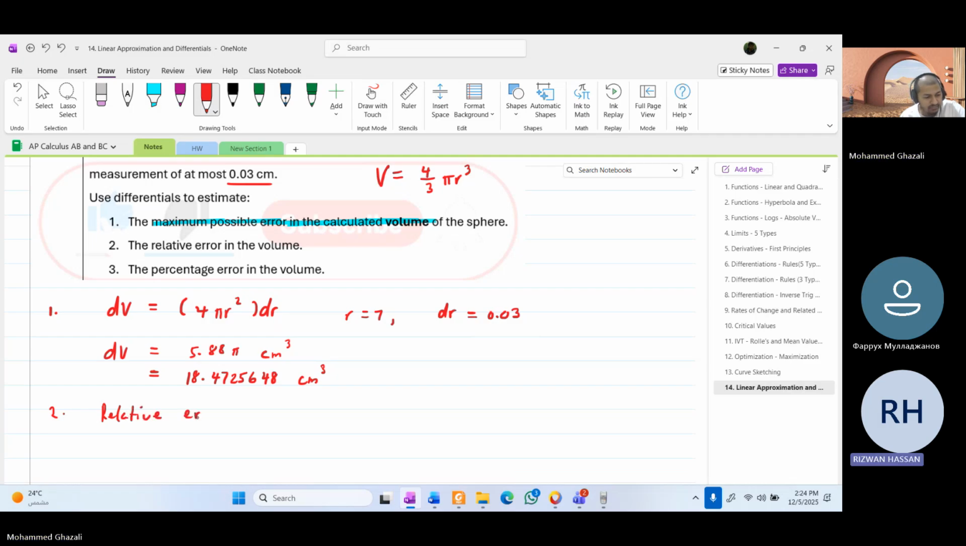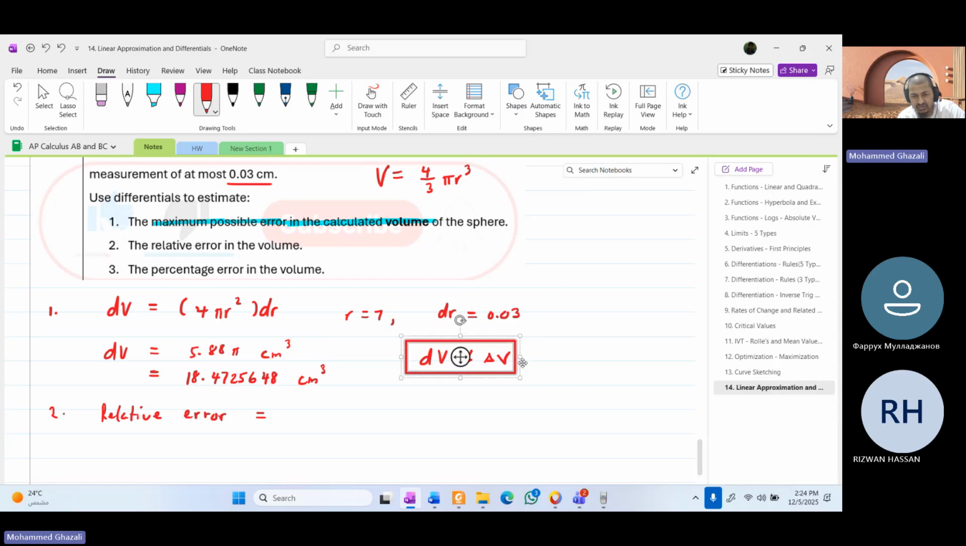Don't we have to find it without dr? One second. The relative error will be equal to dV over V, because we have to find dV, and V is 4 over 3 pi r cubed. Remember dV is approximated to be delta V. Delta V is a change in Y values. Yes. So we can just say dV over V. So what is dV over V?